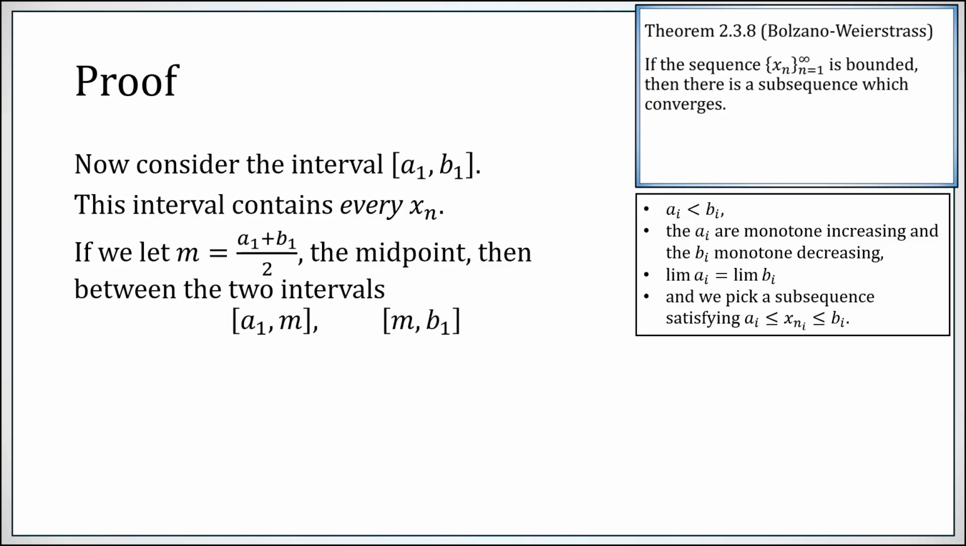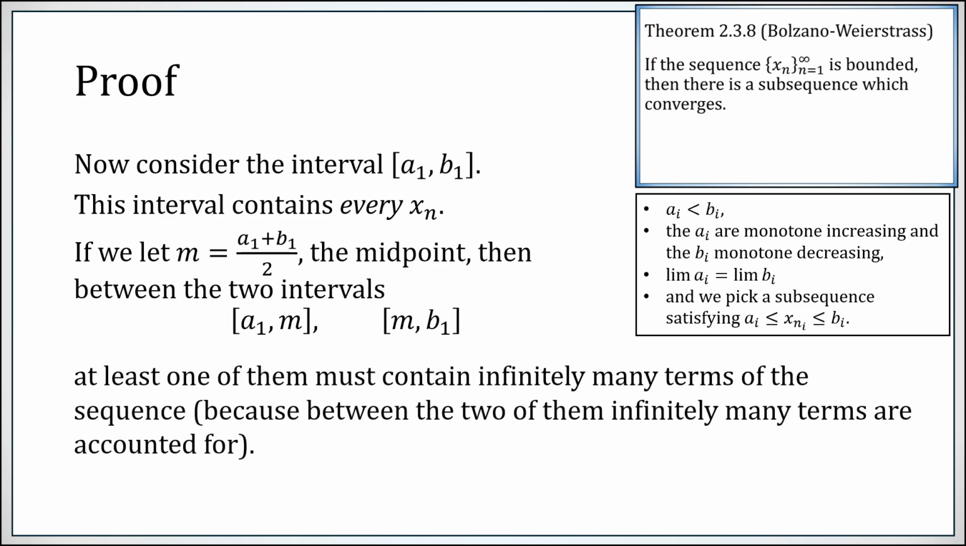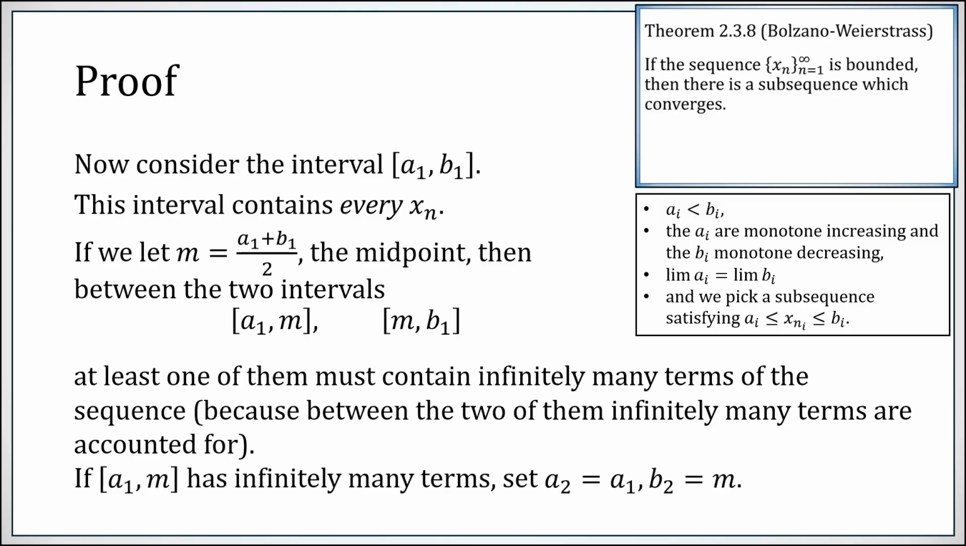I now have two different intervals whose union makes up the whole thing. At least one of them has to contain infinitely many terms of the sequence. Between the two intervals, I have to account for all terms of the sequence, and there are infinitely many. So how many terms of the sequence are in this interval, and how many are in this one? Possibly both infinite, but at least one of them is infinite. They cannot both be finite.